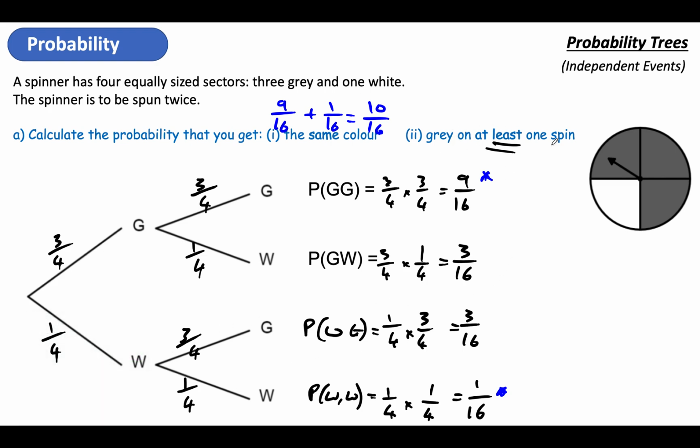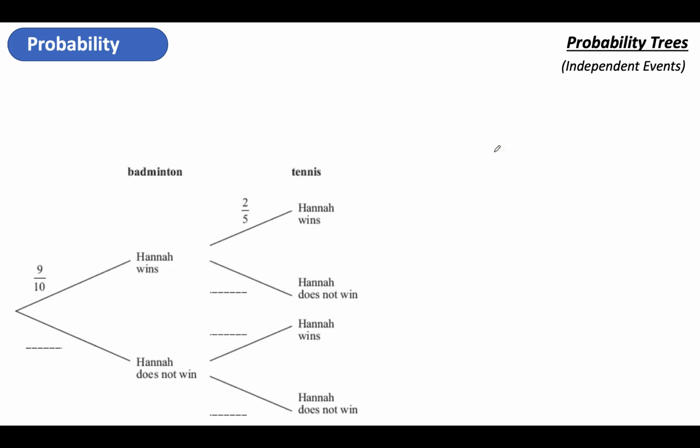What about grey on at least 1 spin? Well, that could be this one with 1 grey, or this one with 1 grey, or this one. It said at least. So 2 greys is also a possible outcome. So I want either 9/16 or 3/16 or 3/16. All 3 of those outcomes, which is 15/16. There's only one option where I don't get at least 1 grey. Okay, so do spot those. Look for the wording in the question.